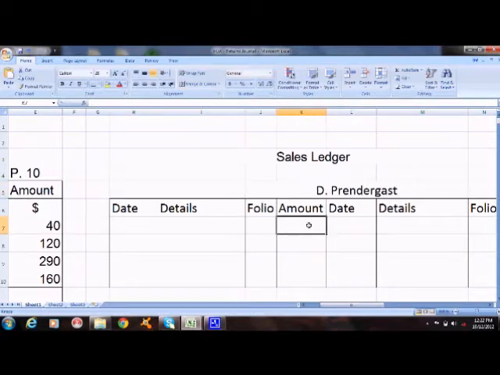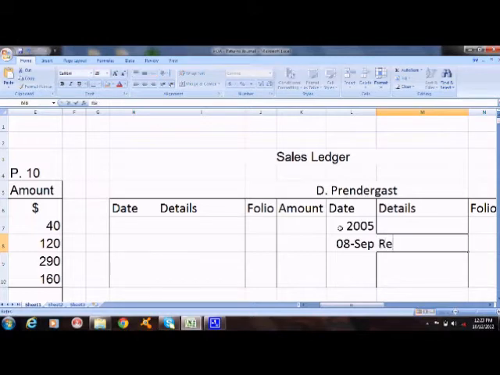What we're going to do, debit or credit? If you watched the video thus far, we're going to credit. We're going to credit the account of the customer in the sales ledger, and the Prendicas is the customer. So we're to write September 8th. For that we'll write 2005, September 8th. What to do right there? We'll write returns inwards here. So that's it for that one.